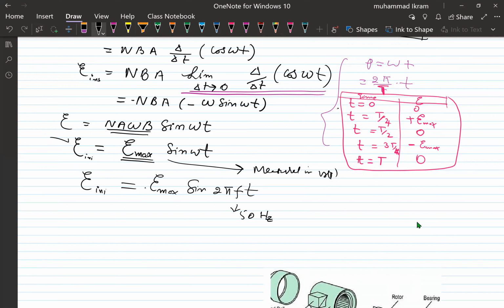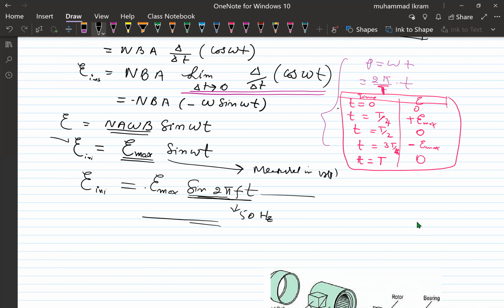So you see that the induced EMF changes in time, right? It changes both in polarity and magnitude in time. It depends. Why? Because if this t changes, then the value of sine 2 pi f t changes, and you have the instantaneous E changing. And so this is all about the AC generator.